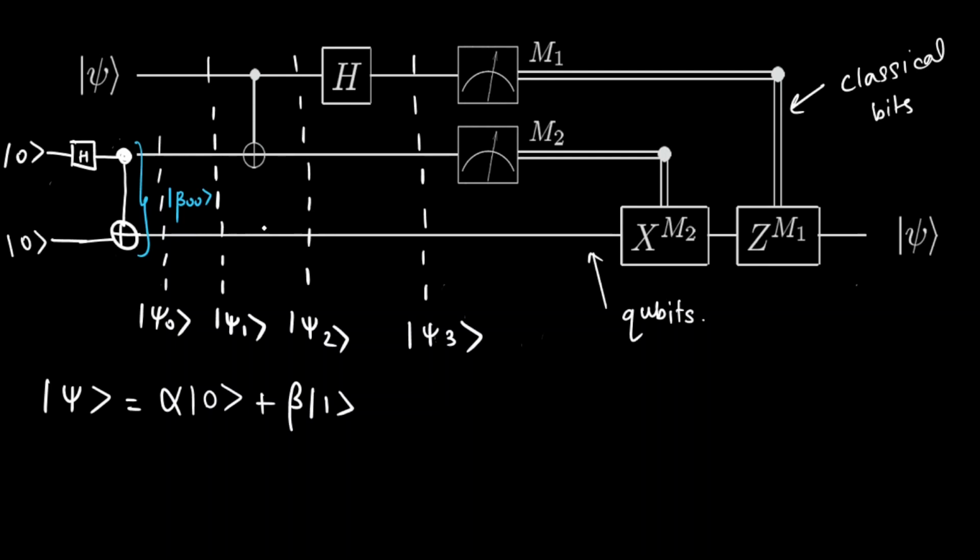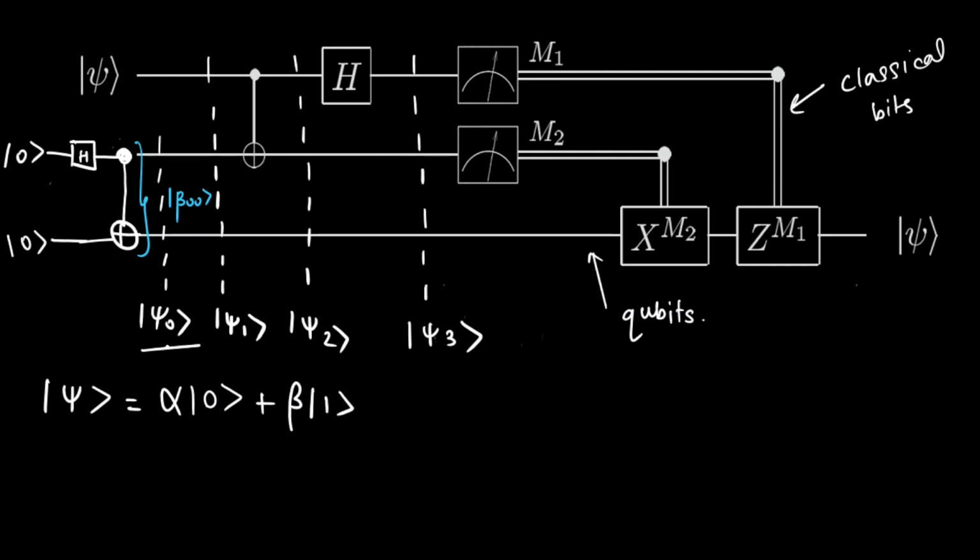We have divided this circuit into four states, that is psi 0, psi 1, psi 2 and psi 3. Also, we have taken psi, that is the information that is to be teleported, to be a generic state alpha 0 plus beta 1. So now let's see how to get each of these states in this circuit. Let's see the state psi 0.